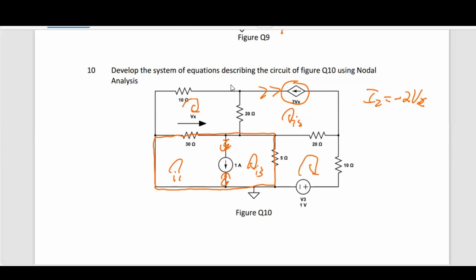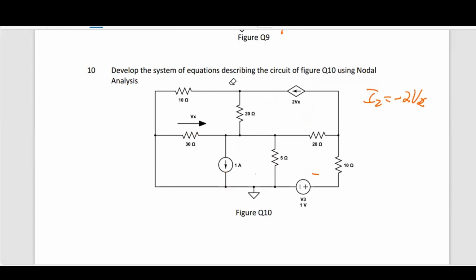That's literally all it. And I'll show you how to deal with Vx already when they give you the voltage across a resistor.